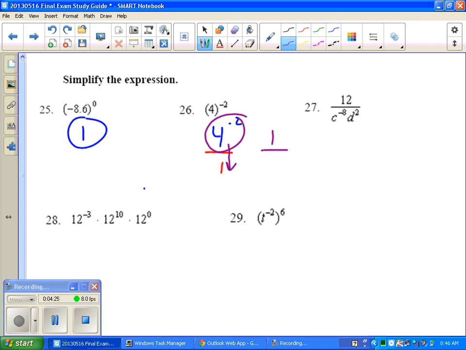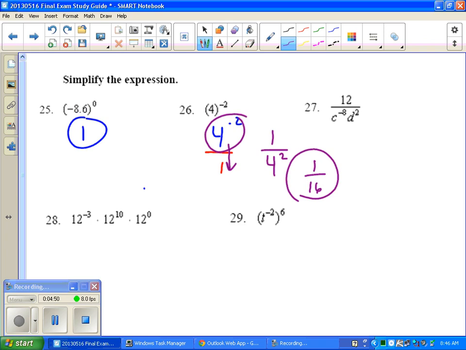The reason 1's left at the top is because if we had 0 at the top, then it would say 0 divided by something, which would come back out to 0, which is not what we're looking for. 1 over 4 to the -2 becomes 4 to the +2. That's the change you make. It goes down and it becomes positive. That means 1 over 4 times 4, which is 1 over 16. That's the answer to 26.